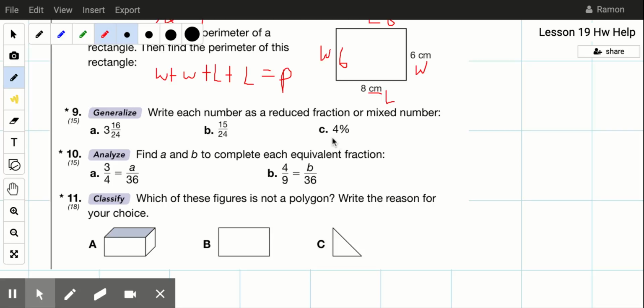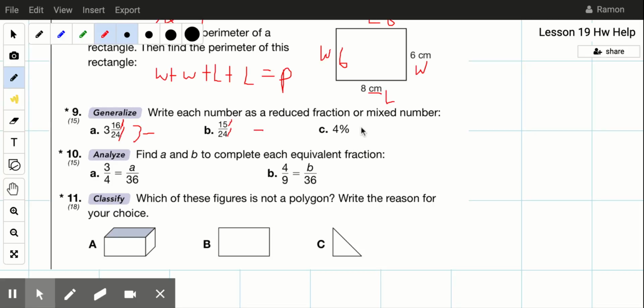So this right here, the 3 is already taken care of. So we just need to simplify the 16 and 24 by dividing by the greatest common factor. So find the greatest common factor, divide the numerator and the denominator by that, and that's going to give you your simplified fraction. For B, same thing. We're going to find the greatest common factor, divide the numerator and the denominator by that common factor, and then you'll have a simplified fraction.